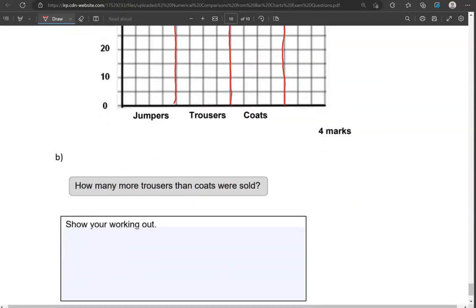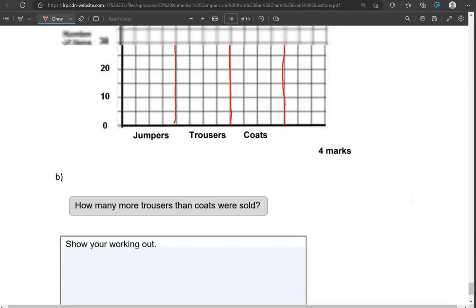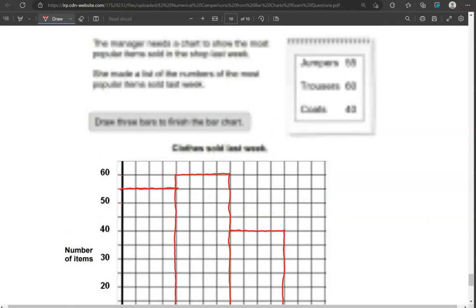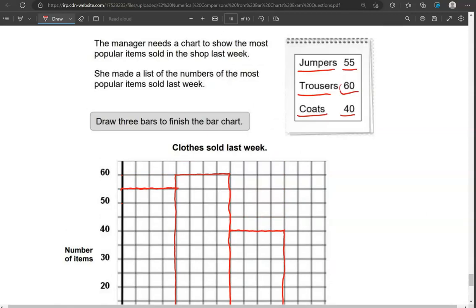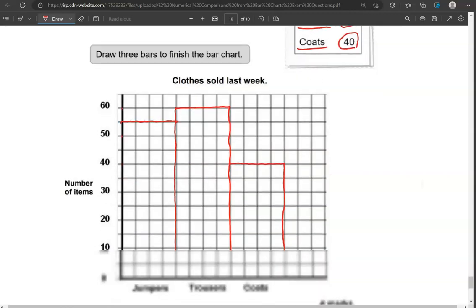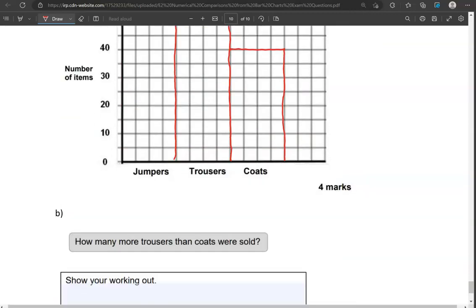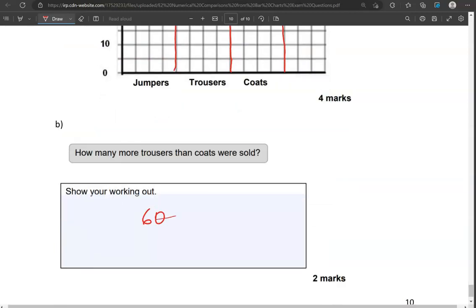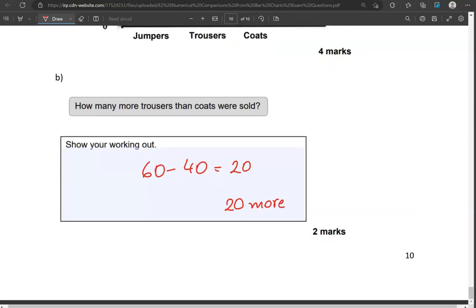How many more trousers than coats were sold? So trousers, there were 60 of them, and coats, 40. So we're going to do 60 take away 40, which gives us 20. So 20 more. And that's the end of the questions.